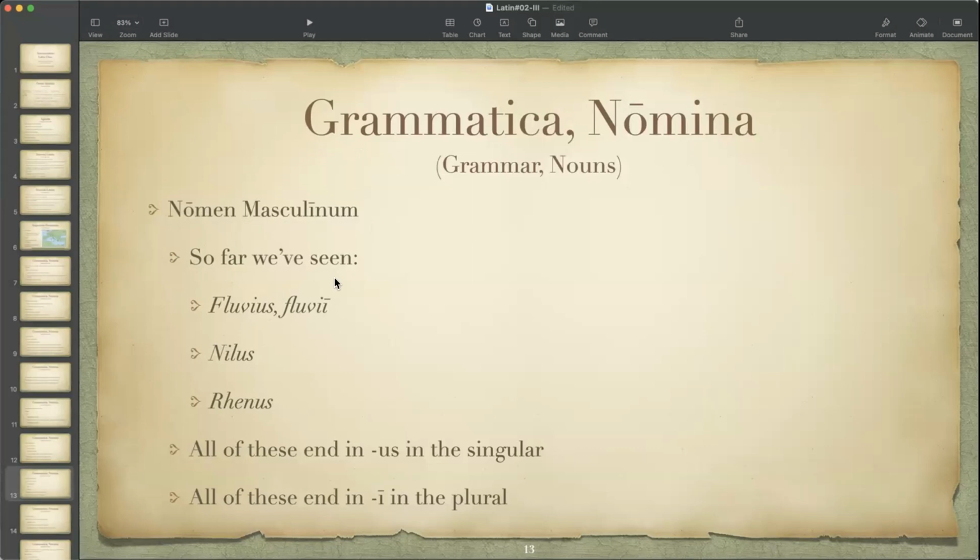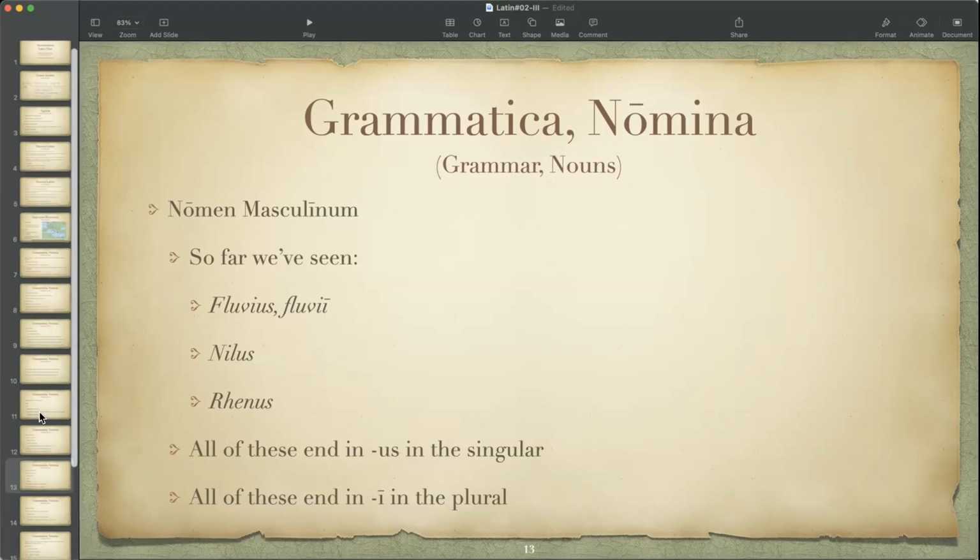So nomen masculinum. So we've seen fluvius. The plural is fluvii. We have the Nilus and the Rhenus. Let's see, there was another one in there. The Tiberis. I'm going to leave the Tiberis off for a moment because it's known as third declension, so it's a different set of rules. I'm just focusing on the major ones at the moment. Anyway, these all end in US in the singular. And then if there's more than one, it has a long I.